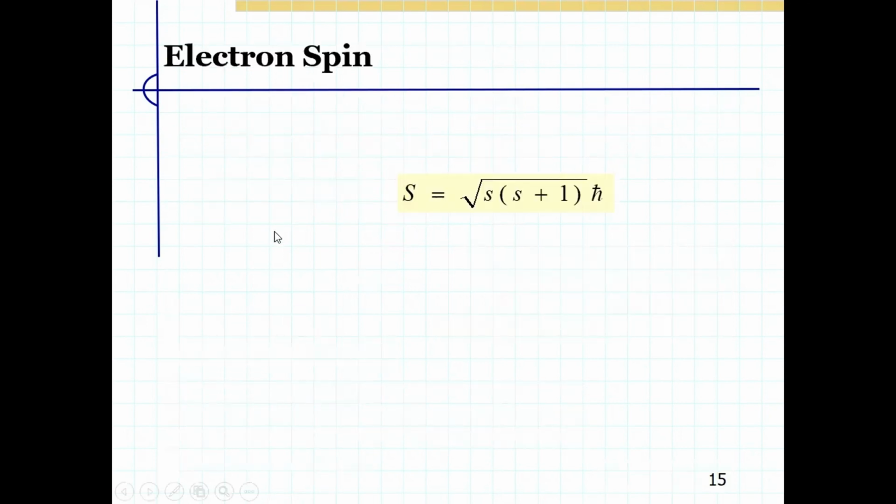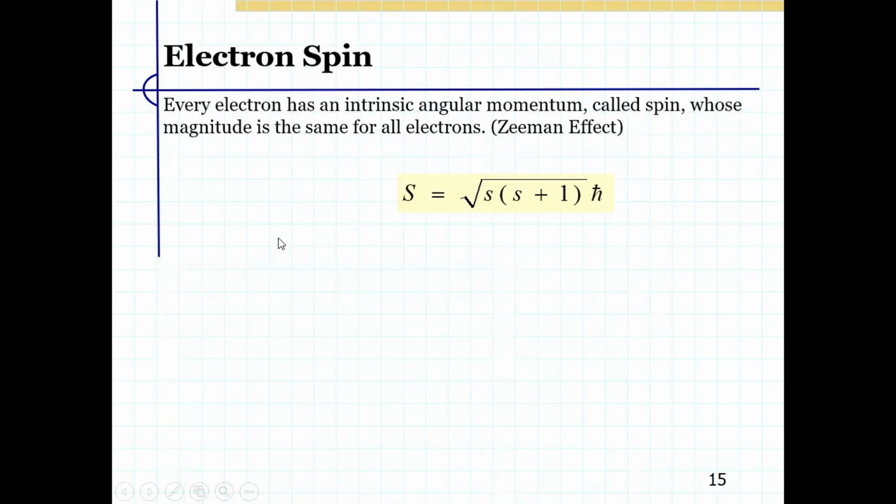Now let me talk about the electron spin. Electron spin is basically the intrinsic angular momentum. So every electron shows an intrinsic angular momentum, and it is spin, and its magnitude is the same for all electrons, and people have shown it now through various experiments that this is true, and the effect is called Zeeman effect.